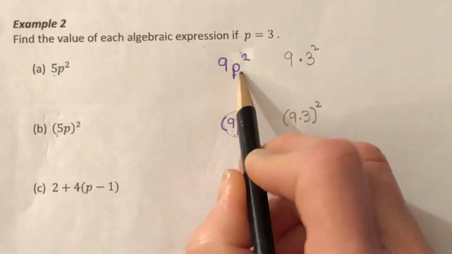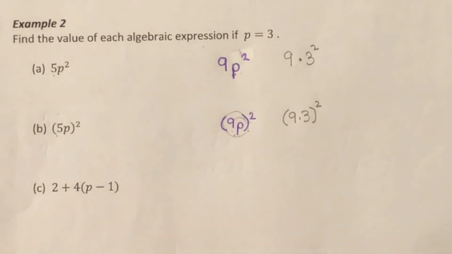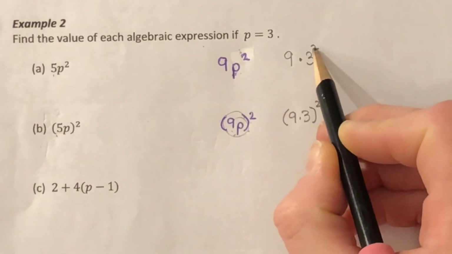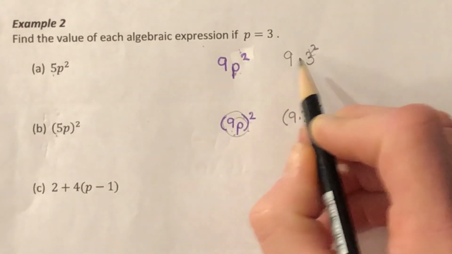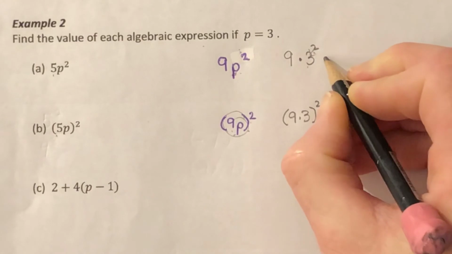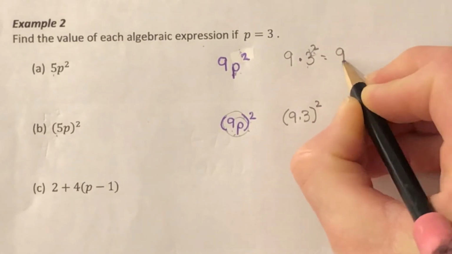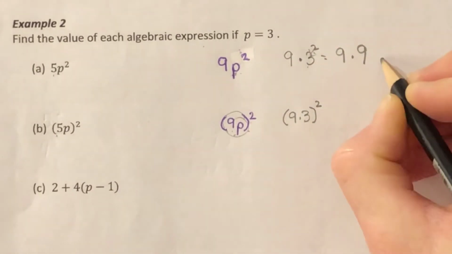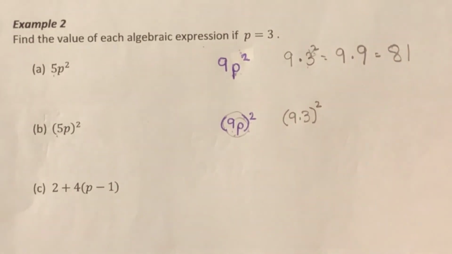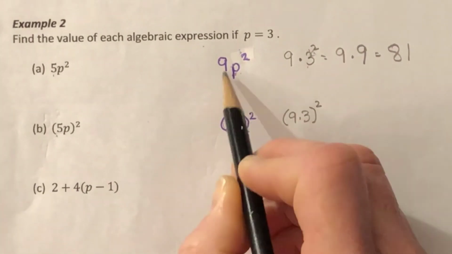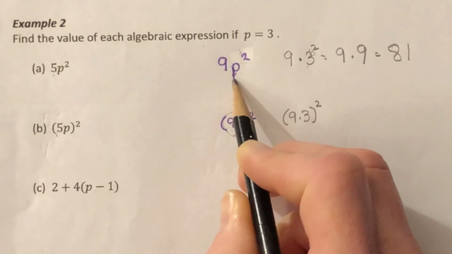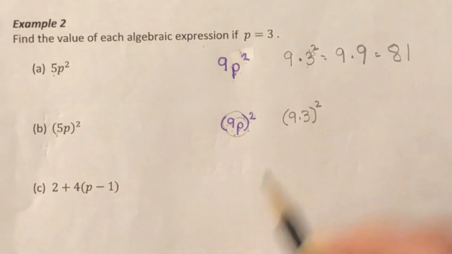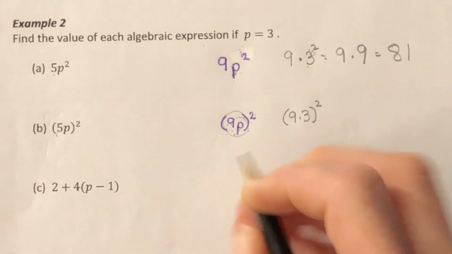Notice how just the p is squared. So when I substitute 3 for p, only the 3 is squared. I end up with 9 times 3 squared, which ends up being 9 times 9, which ends up being 81. Both of these have 9 and p and 2. Both of them, it's times and an exponent. But because of the parentheses, you'll have different values at the end.